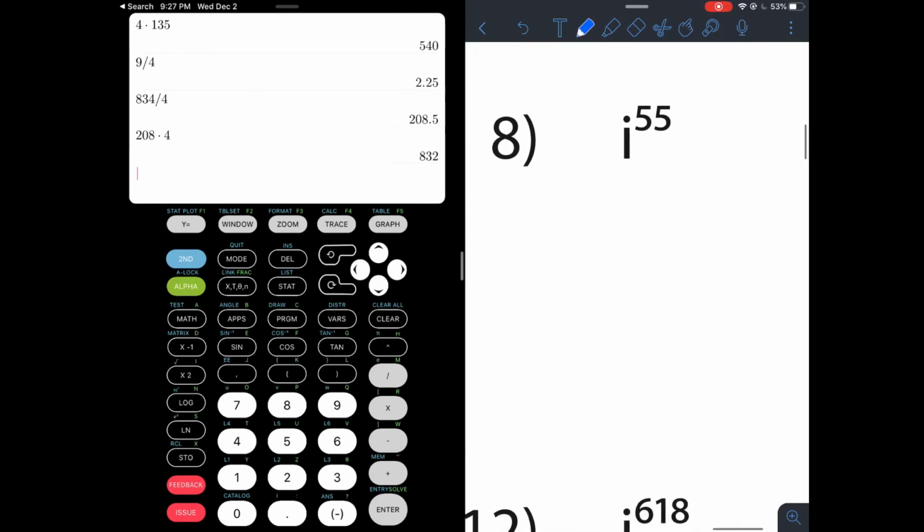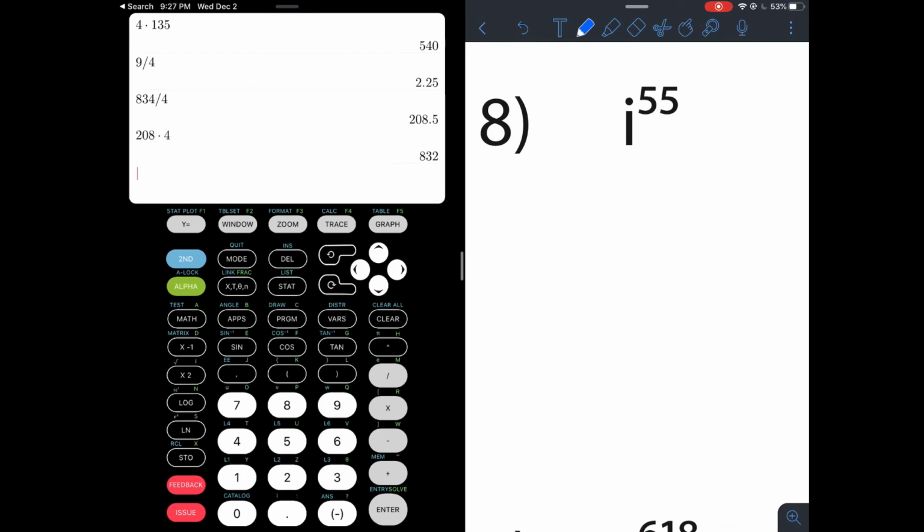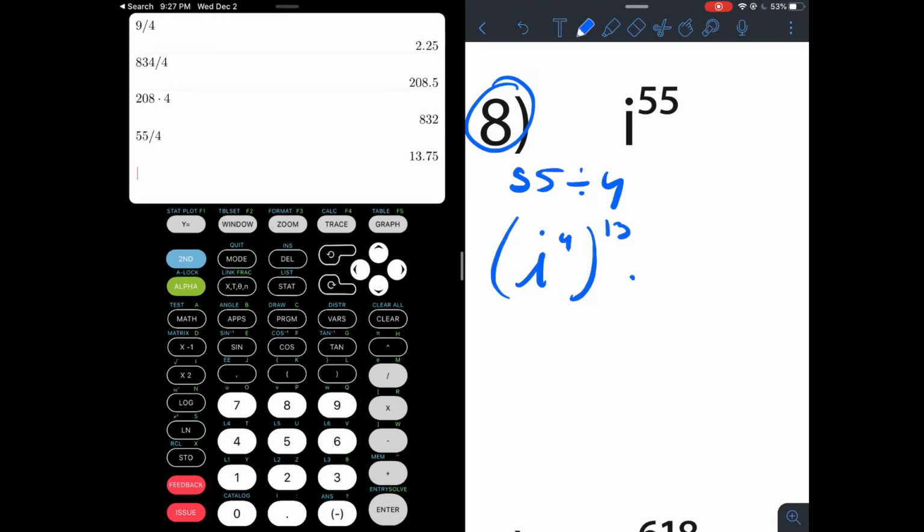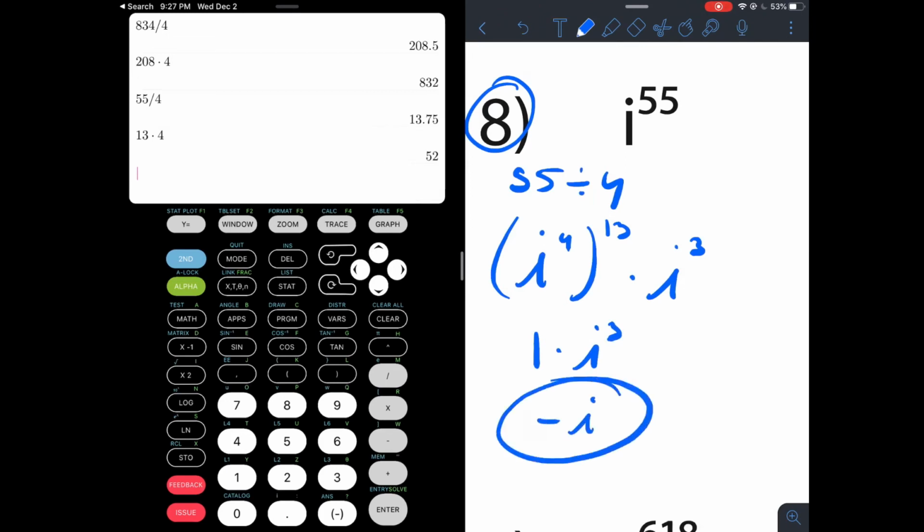All right. Try this one. 55 divided by 4. We get 13. So we're going to do i to the 4th raised to the power of 13. And 13 times 4 gets us to 52. So we're going to need 3 more. We get 1 times i to the 3rd. We know that i to the 3rd is equal to -i. That is our answer.